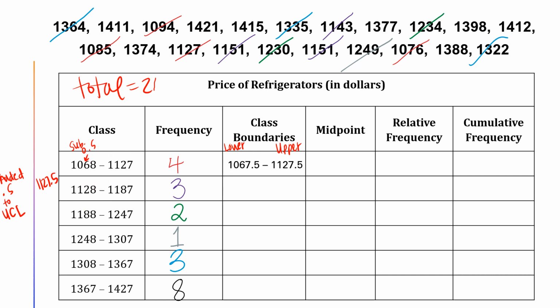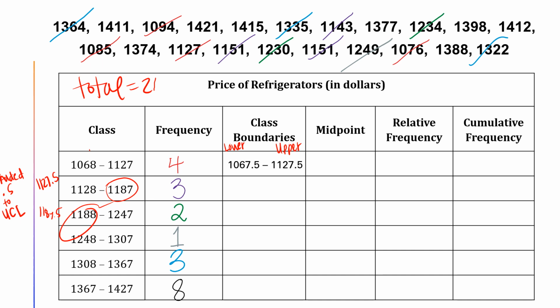All right, so let's keep on chugging. Now we're going in between the next two. 1187 to 1188, that's going to be 1187.5. All right, that's going to be your upper class boundary.